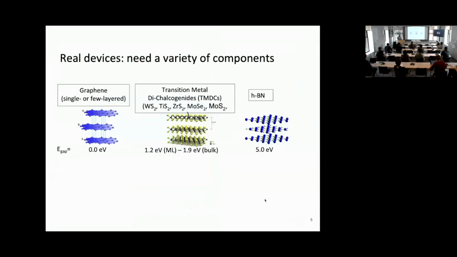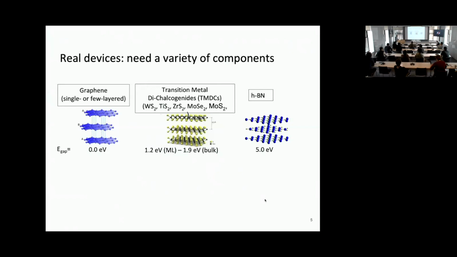Now, in order to have real applications, you need different types of components, and we do have those very well developed types of components. So you need a metal with zero band gap. I told you about graphene or single or few layer graphene. You need semiconductors of various band gaps, and here's a very important family of semiconductors called transition metal dichalcogenides. There's different compositions, different number of layers. This allows you to play with the band gap.